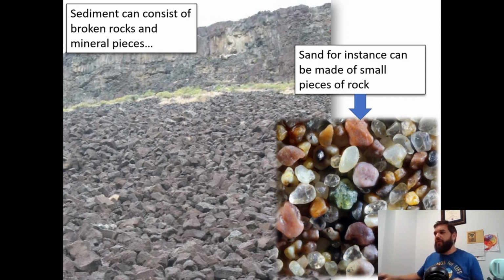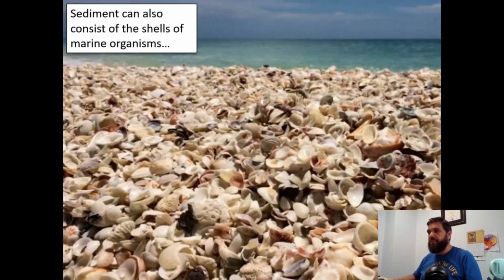If you were to zoom in with a microscope, you would see that a lot of sand looks like a mixture of rocks, minerals, and little crystals that are relatively well-rounded, often because they've gone through some transportation. But that's not the only thing that sediment can consist of. It can also consist of shells of marine organisms.